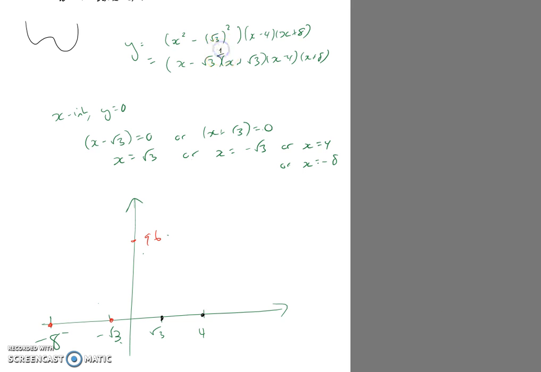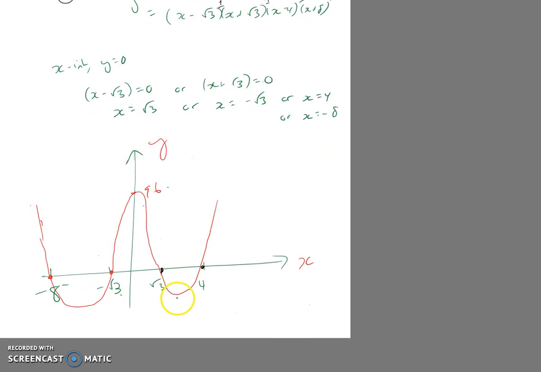And I know it's got these little powers, positive 1 here. So I know it cuts through. I know the general shape looks like this, so it just sort of goes all the way, looks like a W. And that's my sketch.